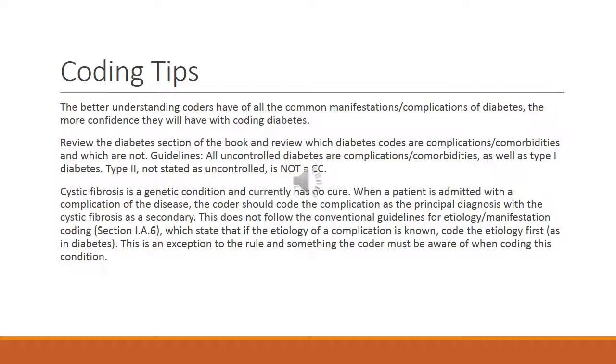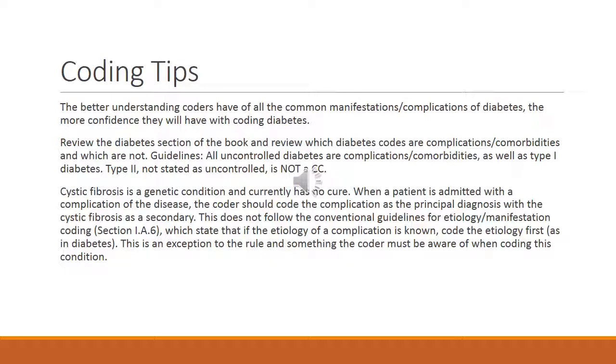Continuing on with some coding tips. The better understanding coders have of all common manifestations and complications of diabetes, the more confidence they will have with coding diabetes. You need to review the diabetes section of the book and review which diabetes codes are complications and/or comorbidities and which are not. Guidelines are that all uncontrolled diabetes are complications and/or comorbidities, as well as type 1 diabetes. Type 2, not stated as uncontrolled, is not a CC.